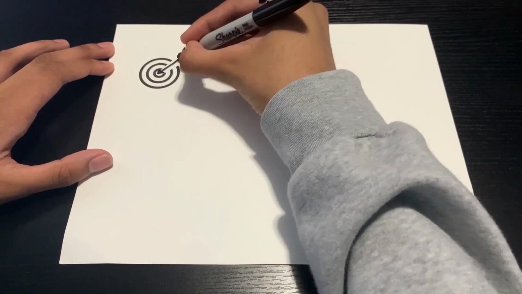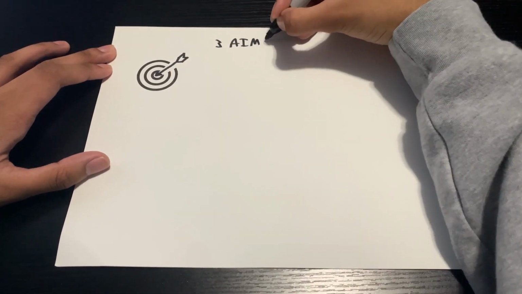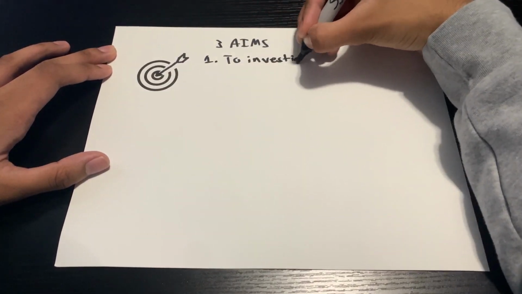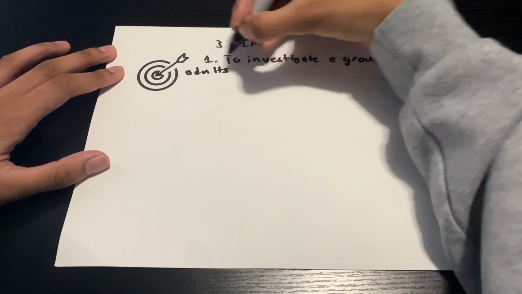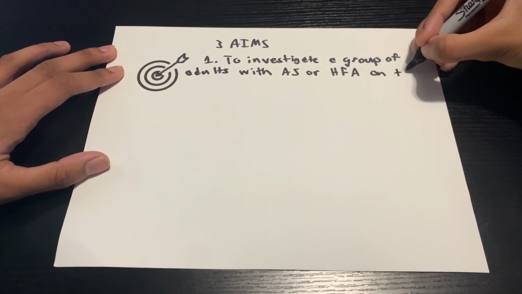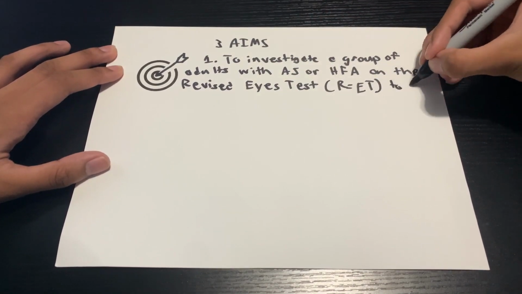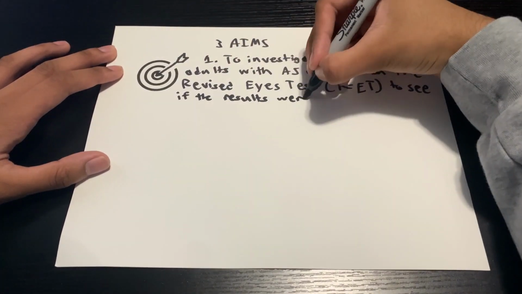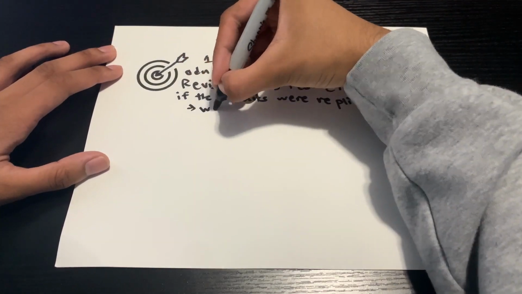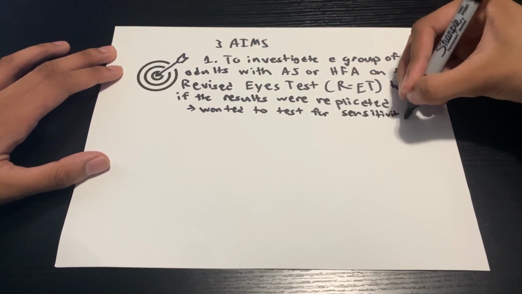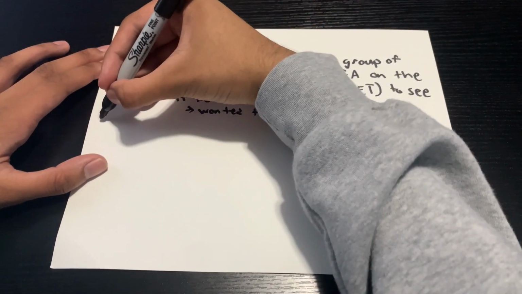In Baron Cohen, there are 3 aims for the study. The first one being to investigate a group of adults with AS or HFA on the revised AICE test, or the RET, to see if the results were replicated. Since the goal of the new test is to reduce ceiling effects through creating a more sensitive test, they wanted to see if the new test was more sensitive.